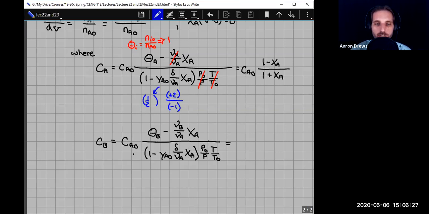So there's a good question in the chat. How come this is not CB0? It's not CB0 because we're trying to express everything in terms of A. The CB0-like term is buried inside of theta B. And so theta B is equal to the moles of B being fed divided by the moles of A being fed. So there's kind of like CB0 sitting inside of there.